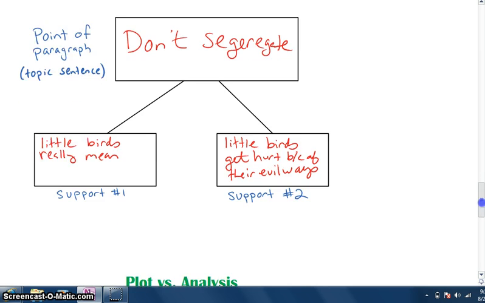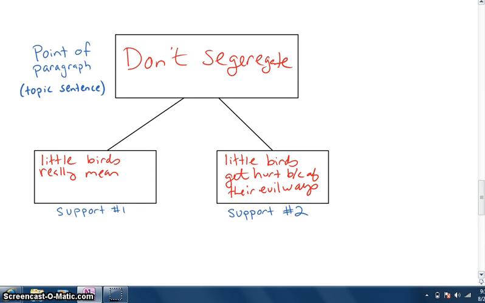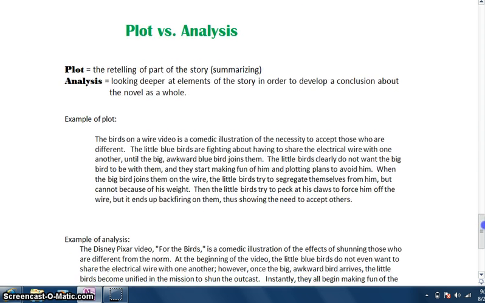Okay, so that is point and support. Now we need to go into plot versus analysis.